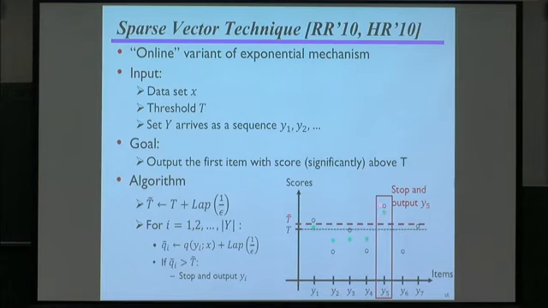This is what has come to be known as the sparse vector technique, another really useful building block in a lot of differentially private algorithms. This whole algorithm is 2 epsilon differentially private. And if you run k copies of it, then you can output several items, and your privacy guarantees degrade gracefully as the number of items you're outputting increases.